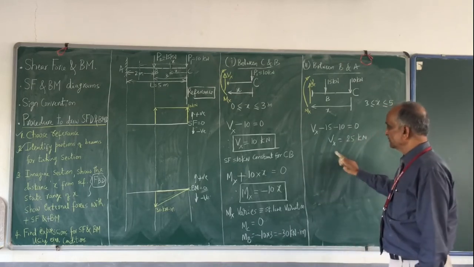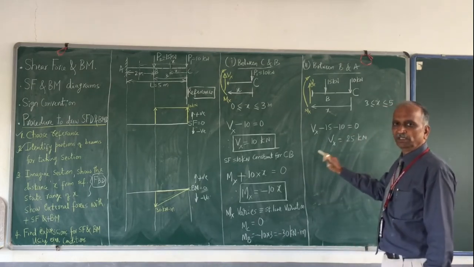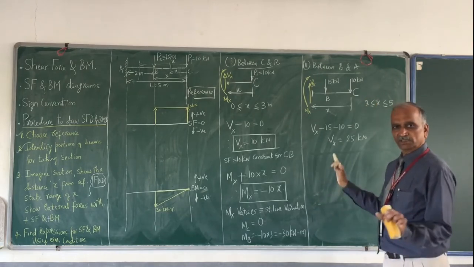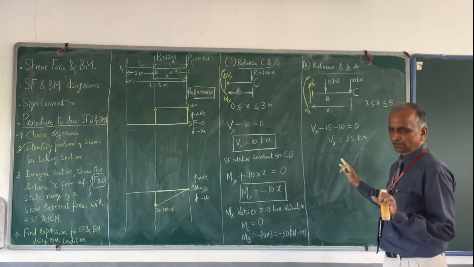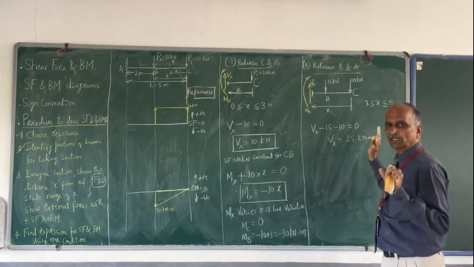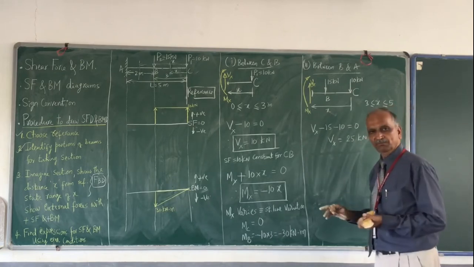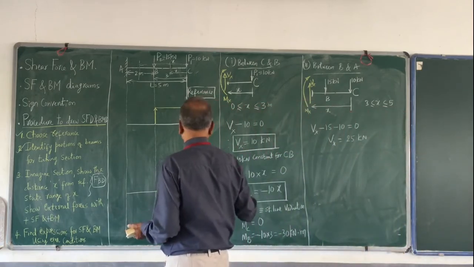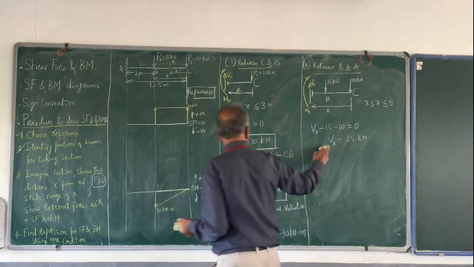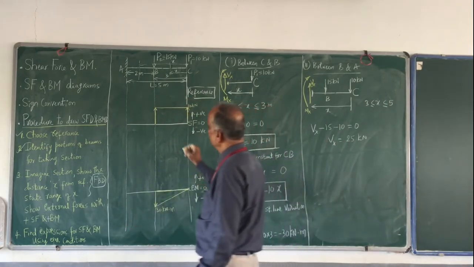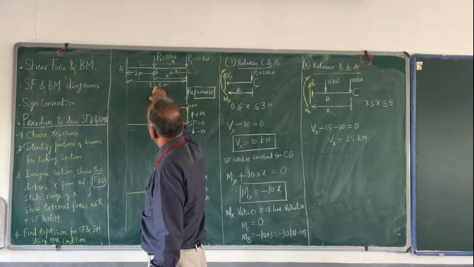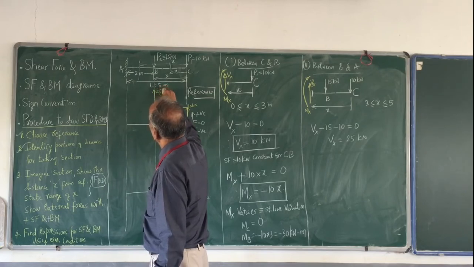So make a statement. Shear force does not vary between B and A. It doesn't vary. That means it is not 0. It has a constant value of 25 kilonewton. So therefore, come back here. What is the shear force at B? Shear force at B is 25. So this is your B. This value is 10. Now you have to add another 15. So therefore, this is your 25 kilonewton.